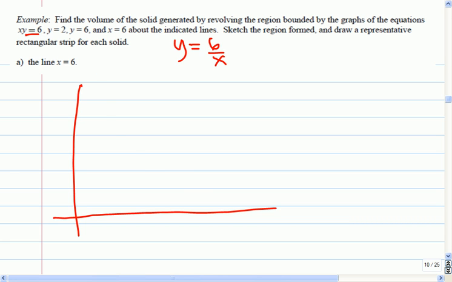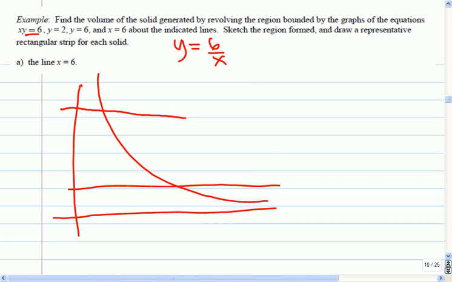6 over x is going to look something like this, and again, I'm just doing a sketch. This picture's to help me. It's not that I'm going to be marked on the accuracy of my picture. 2 will be somewhere about here, and 6 will look something like this, and the line x equals 6. So there's a lot of stuff happening in this picture. Here are my axes, and this is the region that I'm going to revolve.